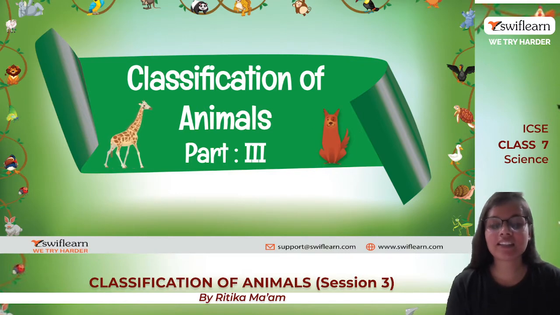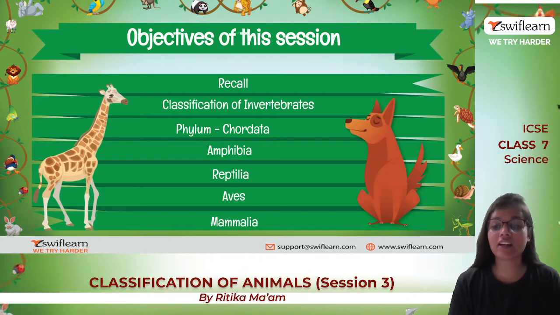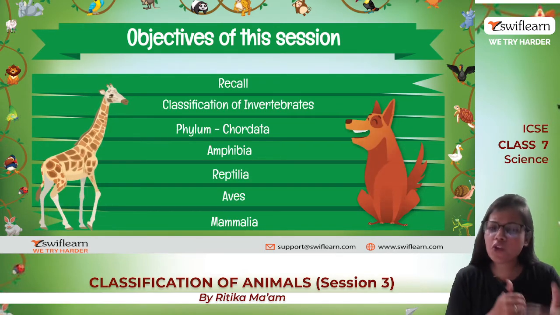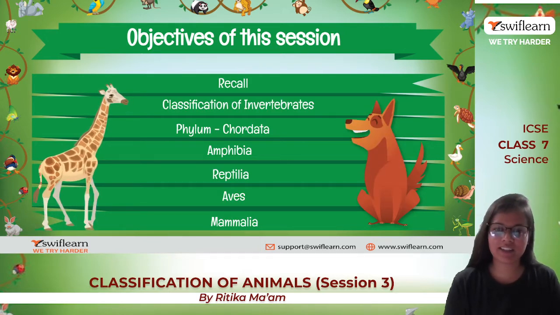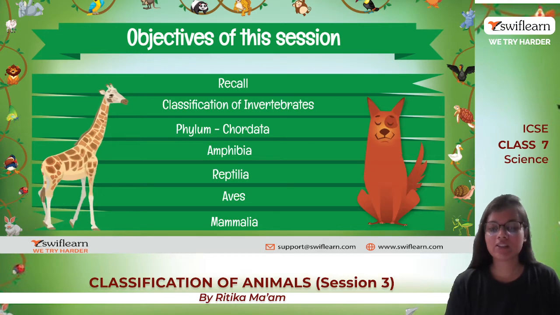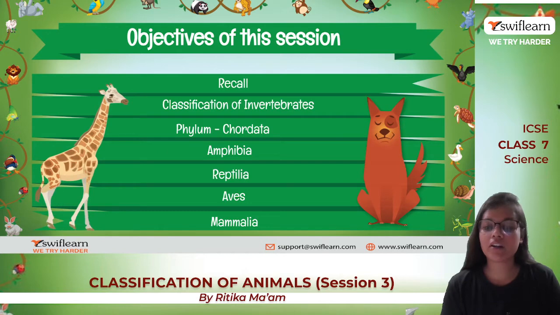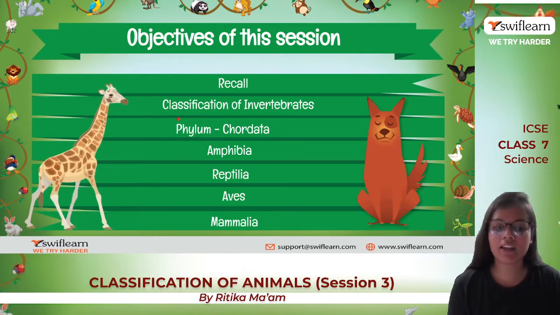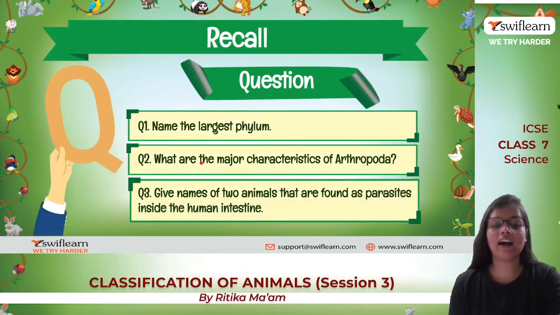Okay, so it is classification of animals, part number 3 today. We have already done 2 parts and the videos are listed at the Swiflearn channel. So if you have missed out on any video, you can just go and recall these things. Now today we are going to study about Phylum-Chordata. We are going to study about Amphibia, Reptilia, Aves and Mammalia. So let's quickly start, but before that let us recall what we studied in our last class.